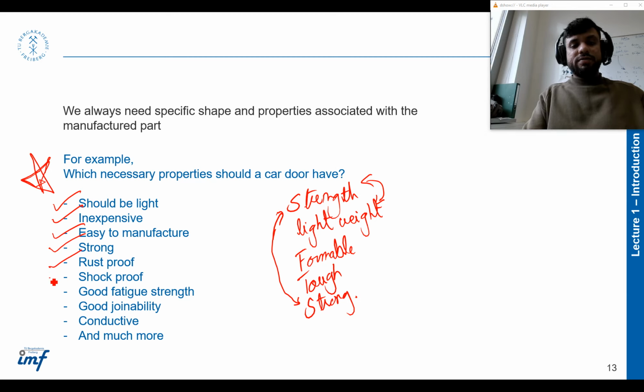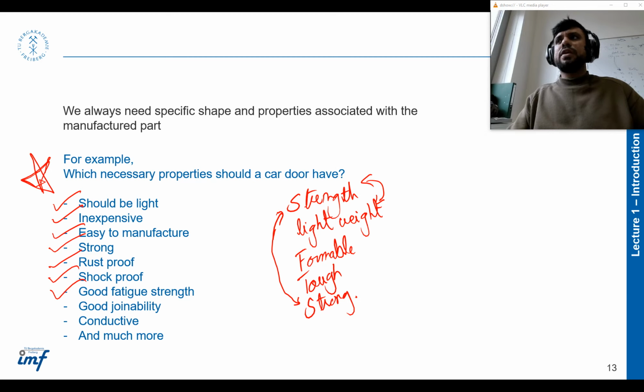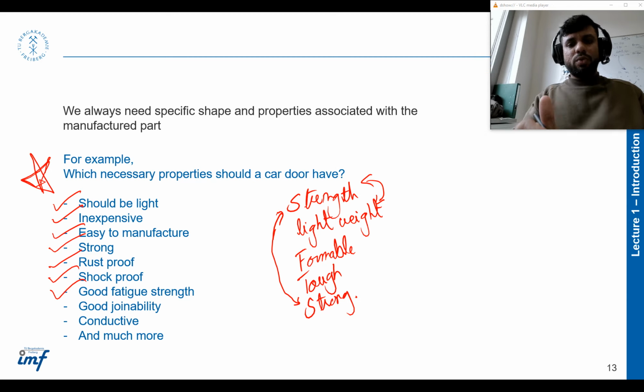It should be rust proof, shock proof, which somebody mentioned here, and then good fatigue strength, because the car throughout its life cycle goes through a lot of cyclic loads. It is not always running on a smooth road, and we do not want the material to have a very bad fatigue resistance, so that it cracks and drops at one point in time. So we want it to have a good fatigue strength.